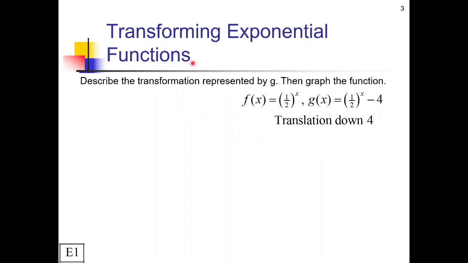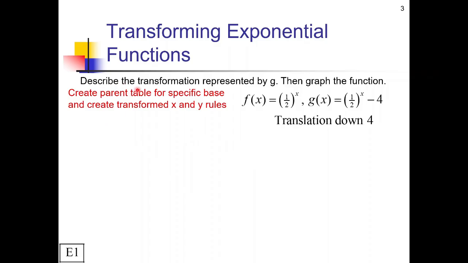But the tricky part about these exponential functions is that there isn't just one parent function. There's actually a different parent function for every single base, like this 1/2, that you could have. So how do we deal with this? What we're going to do is create a parent table for the specific base that we're dealing with. And then using that new parent table, we're going to create some transformed x and y rules.